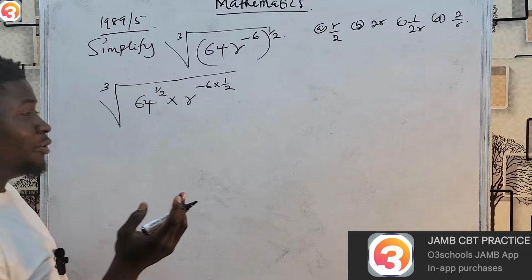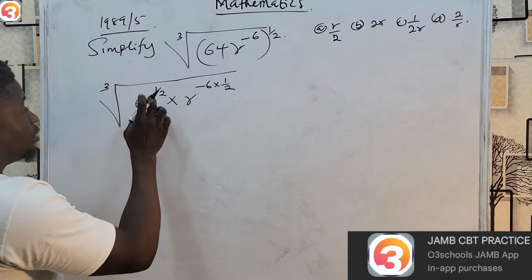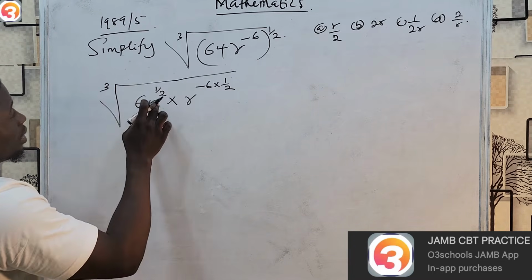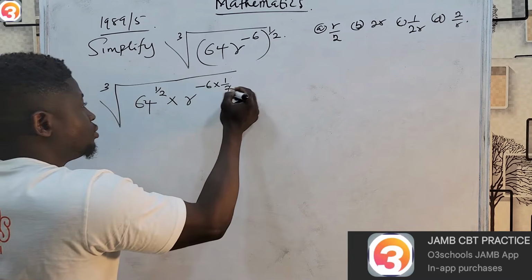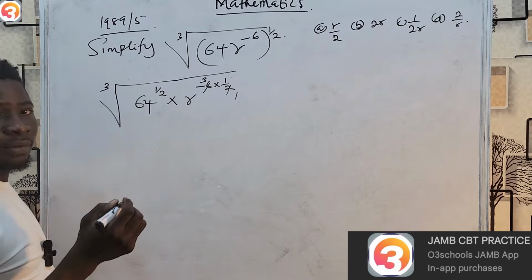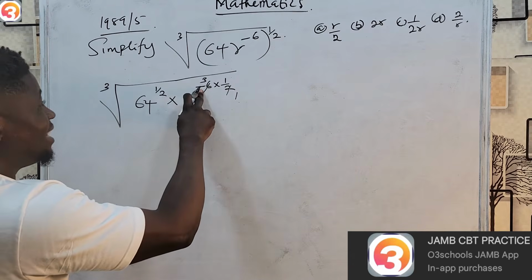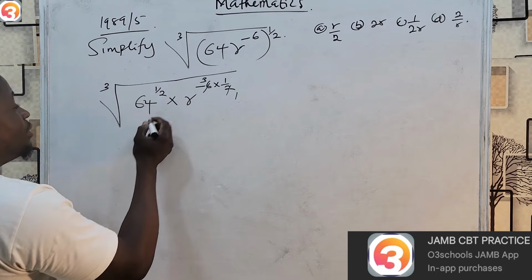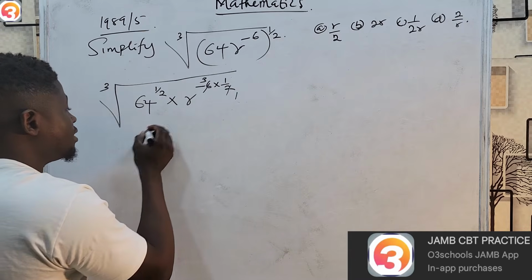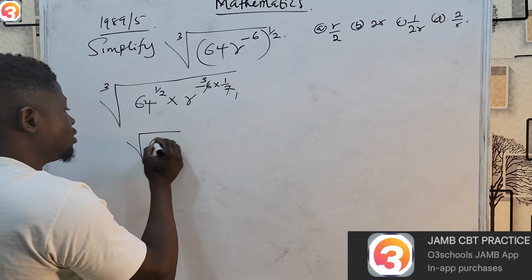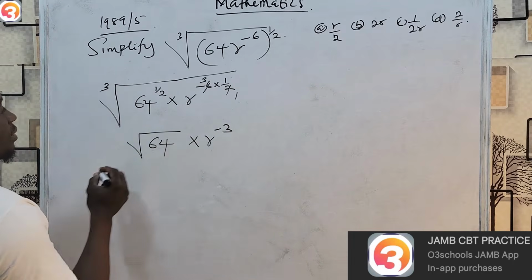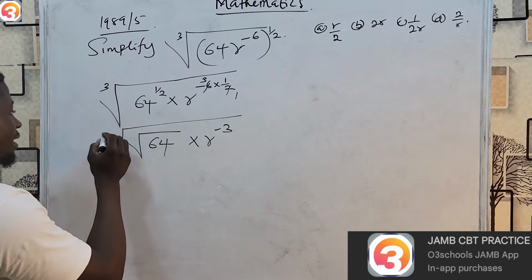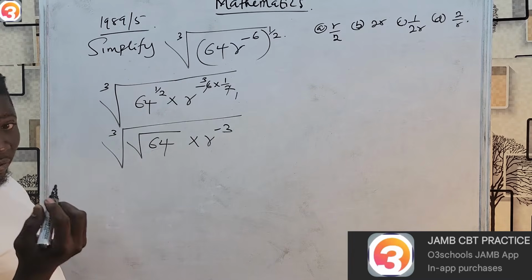Now, what other thing can we do? Let's solve this and get a simplified version. 2 here 1, 2 here 3, right? So I have R raised to power minus 3 inside here. Then here it means the square root of 64 times R raised to power minus 3 is what is left, right? Everything is inside this third root. Are you together? All right.